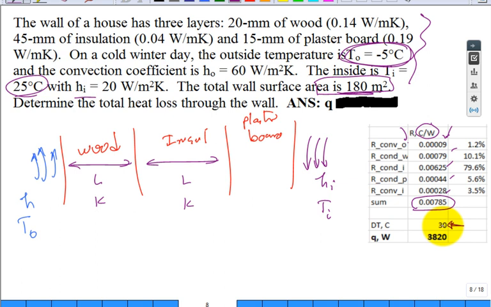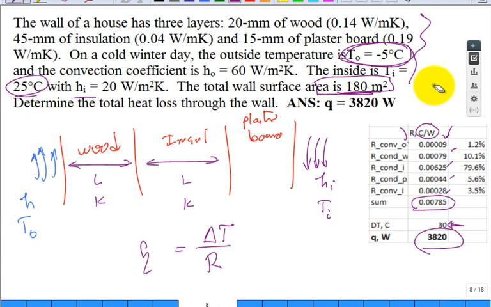So now, if I know the temperature difference, delta T, and I know the R, I can calculate the rate of heat transfer in units of watts, 3820. I think you can do that. In the interest of time, we press forward.